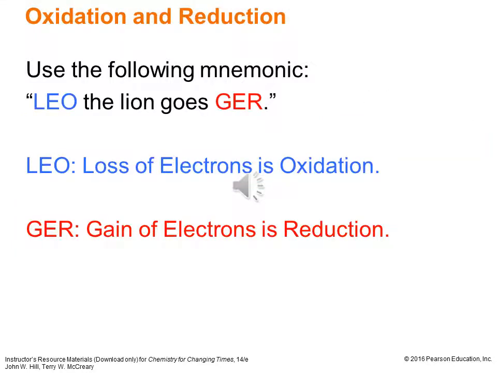So here, first we'll talk about the mnemonic LEO. The lion says grr, according to our textbook. And again, just as a reminder, LEO: loss of electrons is oxidation. Grr: gain of electrons is reduction.